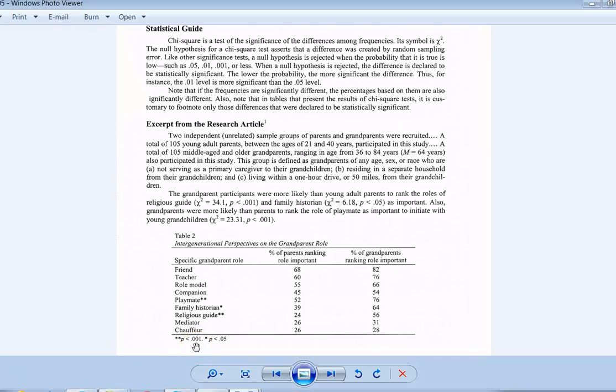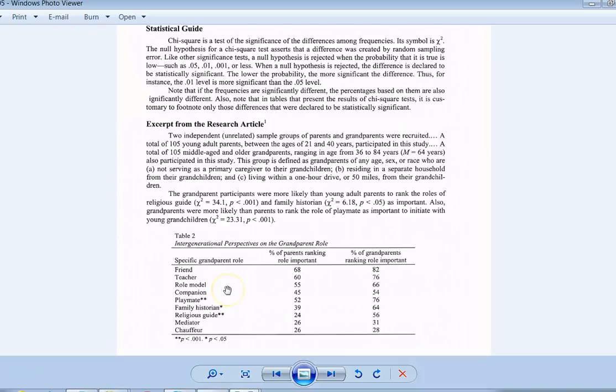Should the null for the difference between parents and grandparents on the importance of the role of teacher be rejected? Why or why not? Yes, it should be rejected because it is not significant. And that's all you need. The results showed that it is not statistically significant, therefore we reject the null.